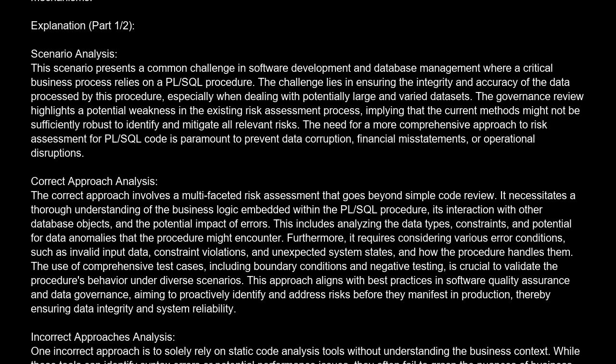Incorrect approaches analysis. One incorrect approach is to solely rely on static code analysis tools without understanding the business context. While these tools can identify syntax errors or potential performance issues, they often fail to grasp the nuances of business logic or the impact of specific data values. This can lead to overlooking critical risks related to data integrity or incorrect business rule enforcement, a failure in professional due diligence.